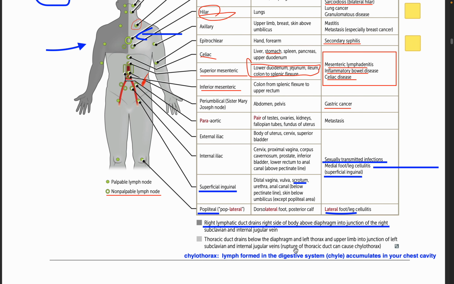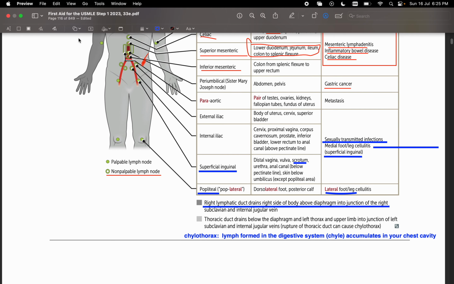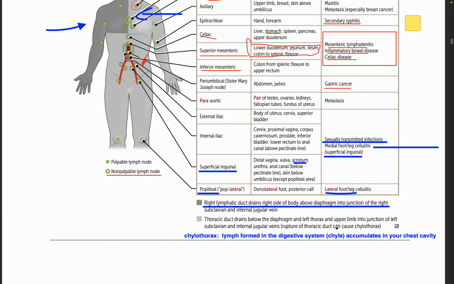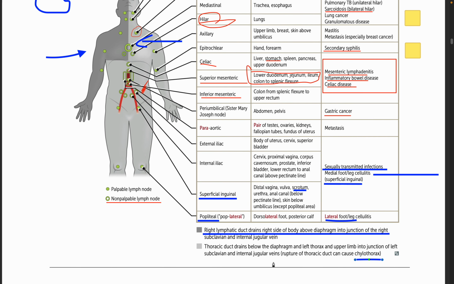Chylothorax. Chyle will accumulate because... these are the MCQ points, okay? I actually want to emphasize this point, that this chylothorax thing is very important. Keep in mind that whenever the thoracic duct is ruptured, rupture of the thoracic duct can cause chylothorax, because chyle is a fluid which is actually formed in the gastric region.